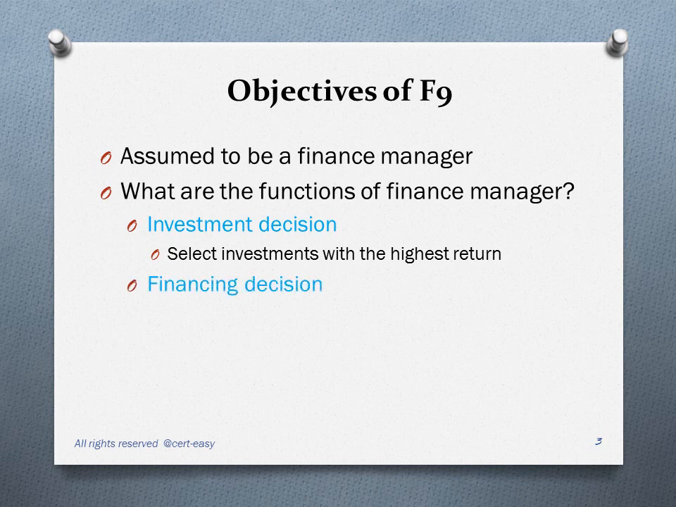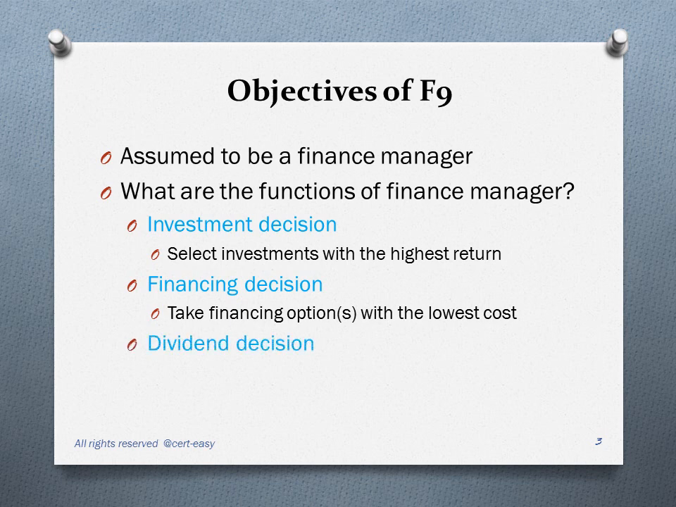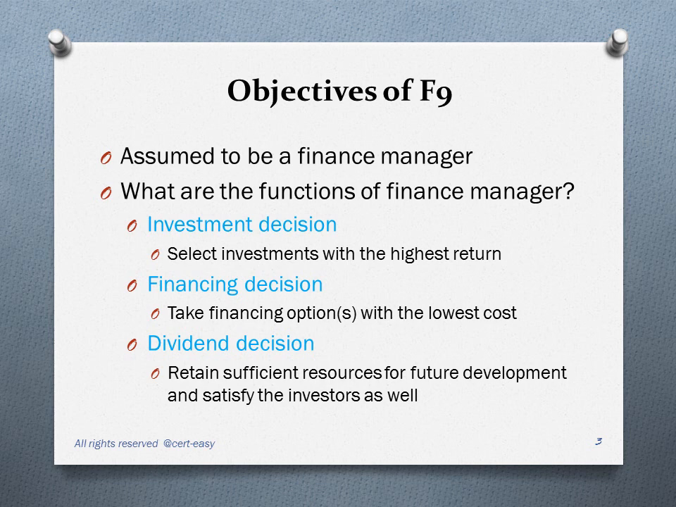Investment needs money, therefore the financing decision is critical as well. Financing at the lowest cost will maximize our profits. What shall we do if the company has surplus? This is dividend decision. Shall we keep it for future development or distribute it to the shareholders as dividends? To sum up, the theories and practices in respect of the above three decisions form the syllabus of F9.